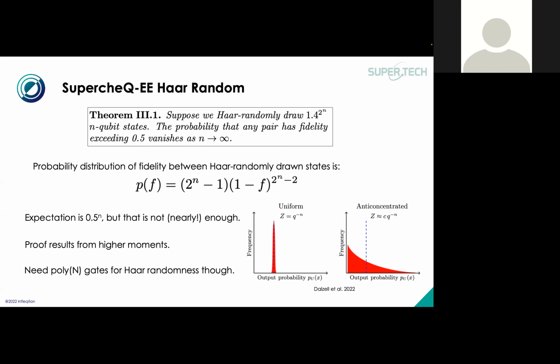And the catch here, though, is that you do need a lot of gates for true Haar randomness. You can achieve it, but you need poly(N) gates, where this is capital N, the size of your file. So if you have that 100 petabyte file, that means you're going to need 100 peta gates, essentially. And that's a problem.